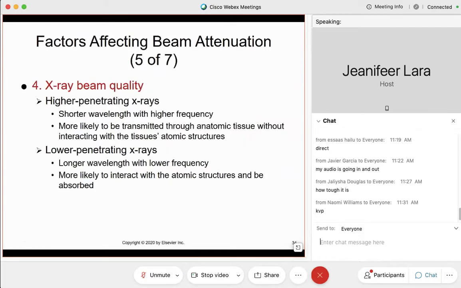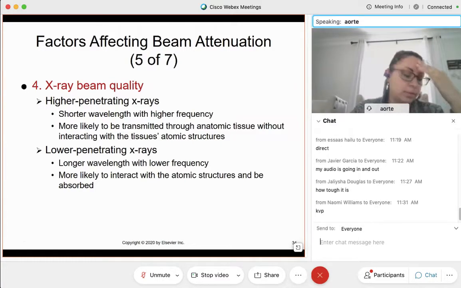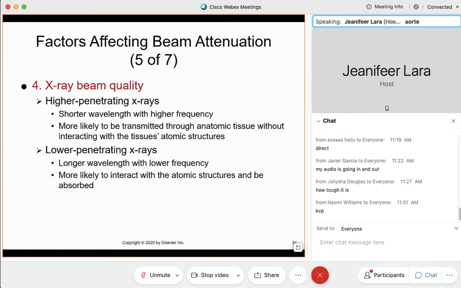Can you please repeat where you said the increase? You said higher penetrating X-rays increase the beam quality. Transmission. Okay. Thank you. And cause transmission. Thank you.